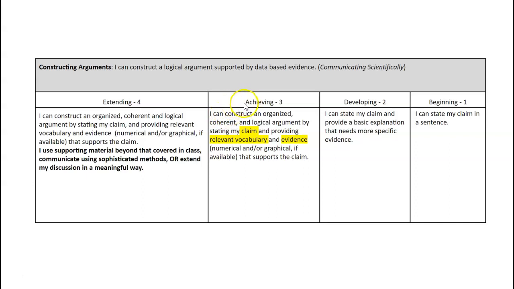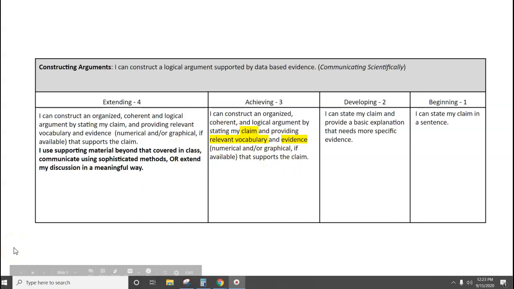So to get a 3, achieving, which would be an 85, I can construct an organized, coherent, and logical argument. That means it's true, by stating my claim and providing relevant vocabulary and evidence. That may be something numerical or something graphical if it's available, and that evidence supports the claim. When writing your claim or talking your claim, it needs to be in a full sentence. It should be accurate, and it should directly answer the question that was being asked.